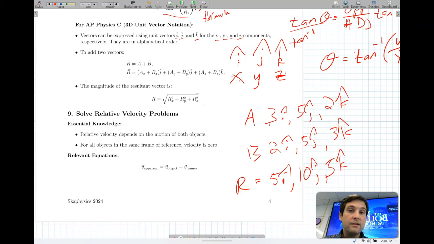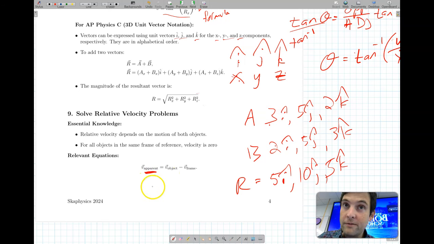To somebody who's standing on the side of the road and looking at that cell phone pass by, that person's going to say that phone is accelerating or that phone is moving. To figure out how fast an object appears to be to somebody else, we can take our apparent velocity, which is what we're looking for, and take the velocity of the object minus the velocity of the frame.